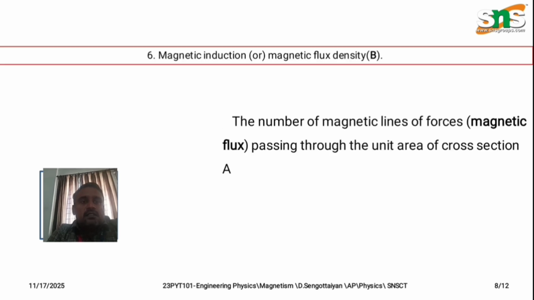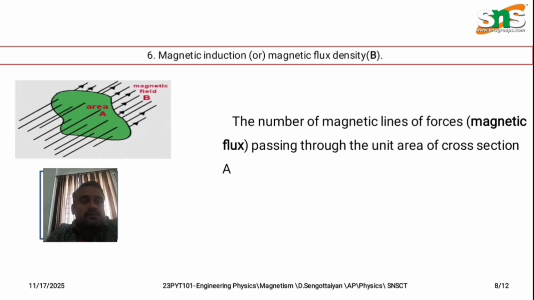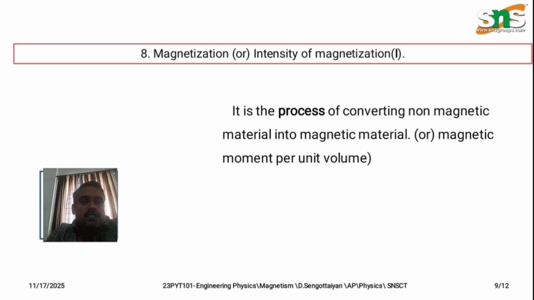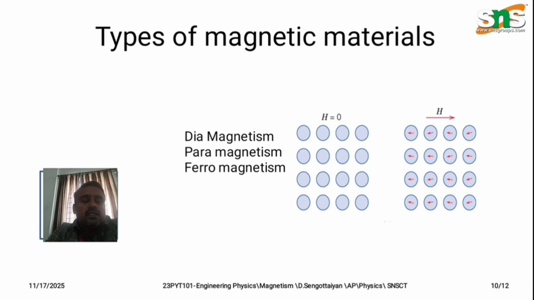Then the next title is magnetic induction or magnetic flux density. The number of magnetic lines of force passing through a unit cross section is called magnetic flux density. Then the magnetization or intensity of magnetization is the process of converting non-magnetic to magnetic materials, or the magnetic moment per unit volume.